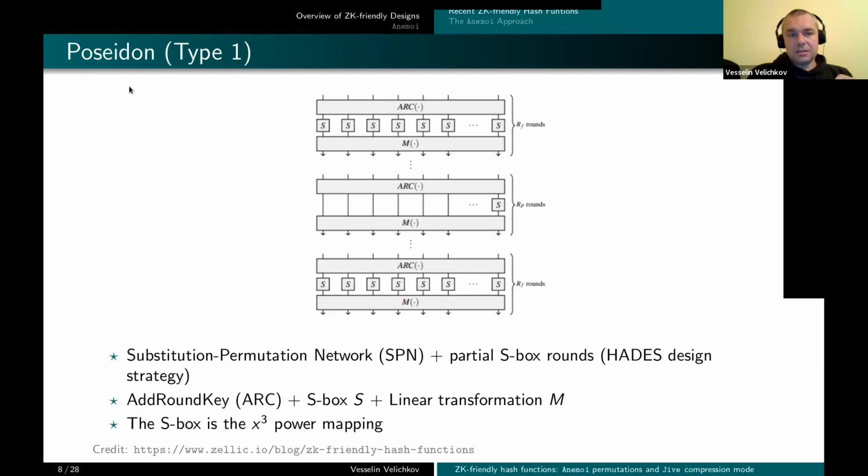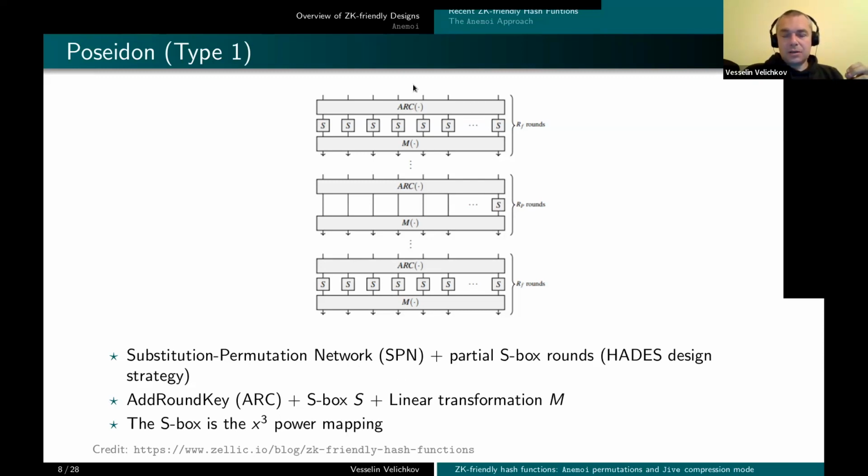Now, conceptually, you can think of this design as starting from MiMC and adding a bit of complexity to it. In particular, its main nonlinear component, the S box, is still the cube power mapping. So they still use the x cubed power map. But the overall strategy is applying the substitution permutation network structure of the AES. And in this structure, well, with some modification.